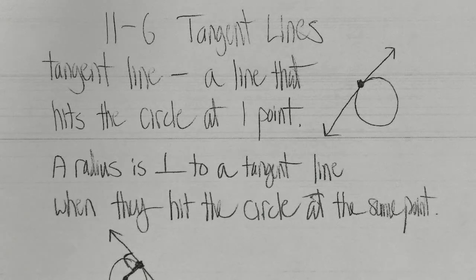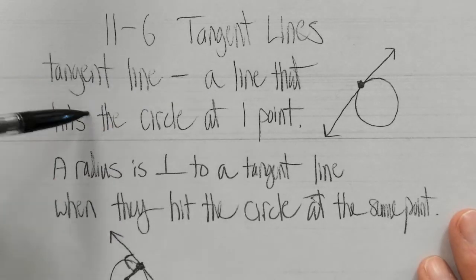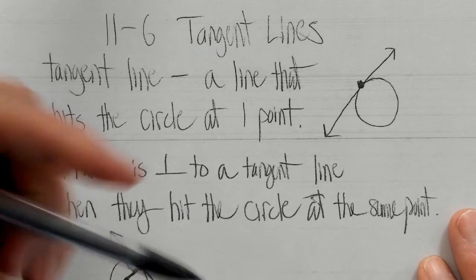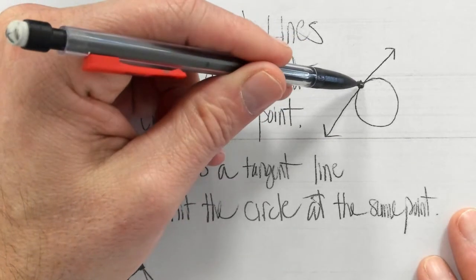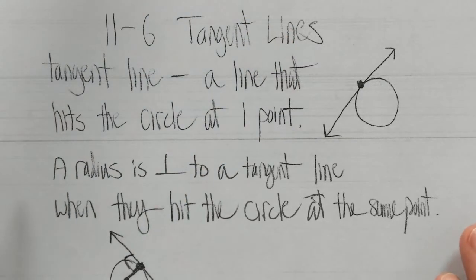All right, so in 11-6, our topic here is going to be tangent lines. A tangent line is a line that hits the circle at one point. So if you've got a circle and a line that comes over here and hits the circle at exactly one point, that's called a tangent line.